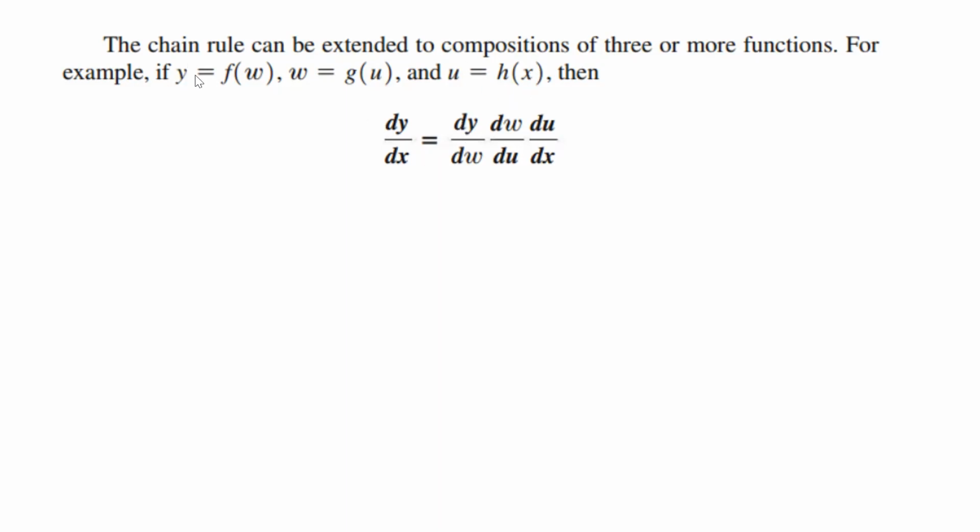Well, it's going to be the derivative of y with respect to w times the derivative of w with respect to u times the derivative of u with respect to x. And notice, nice thing to notice here, that cancels, that cancels, and we get dy dx, which is what we want here. Okay, so now let's see if I can make it work out like this on our example here.